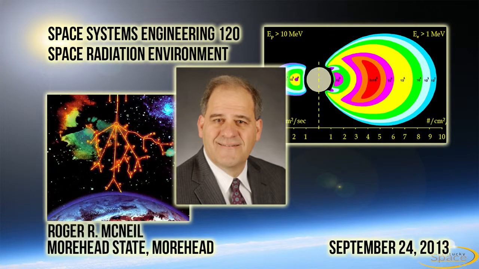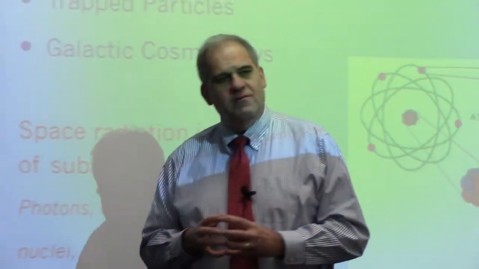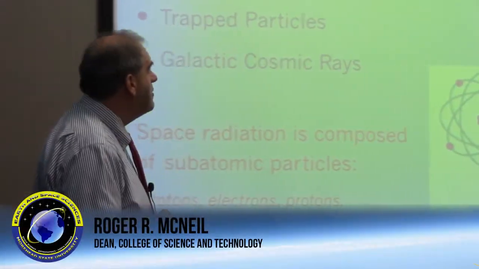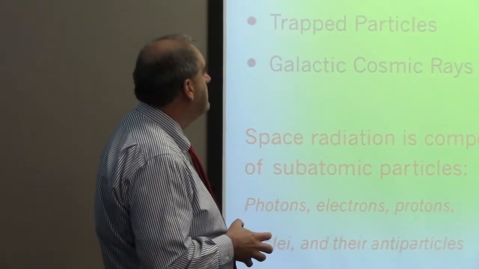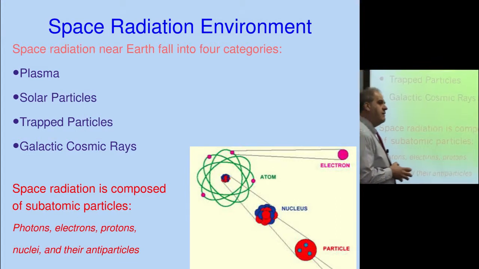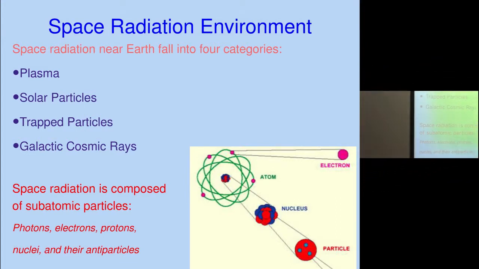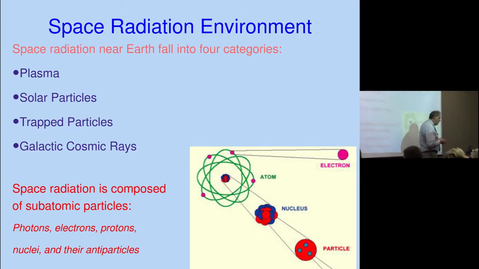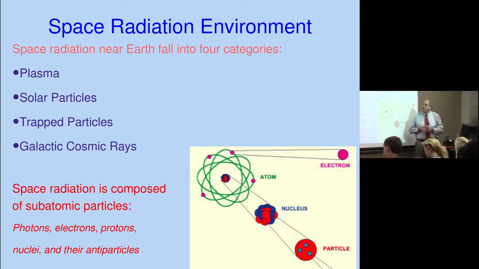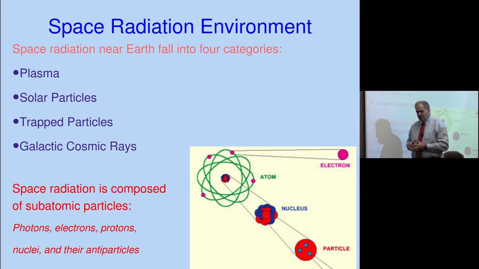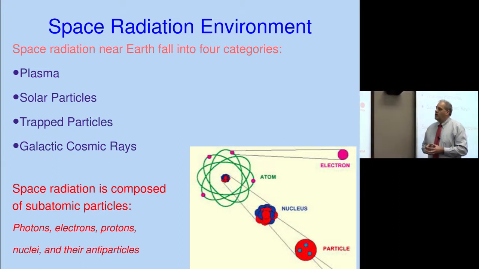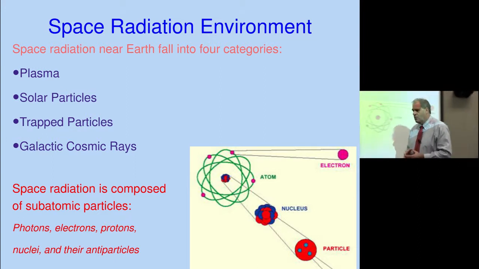These are subatomic particles. They are classified in four different types of particles that form our space radiation environment near Earth. They're all subatomic particles, but we classify them a little differently by where they are and where they come from. There is plasma, which is charged particles that form a sort of soup. There are particles coming from the sun, solar particles.